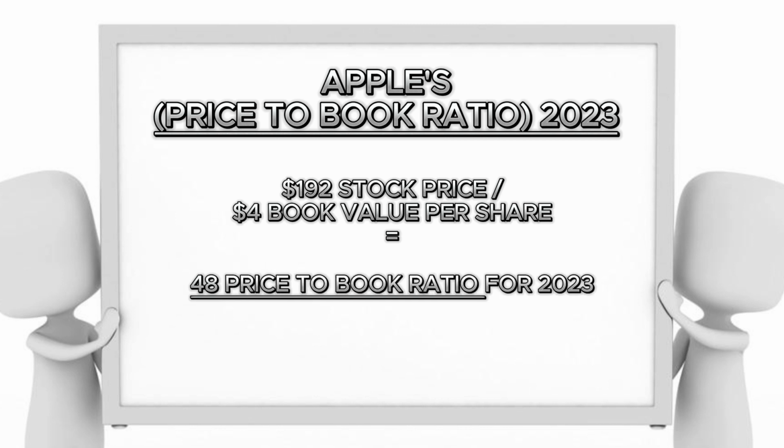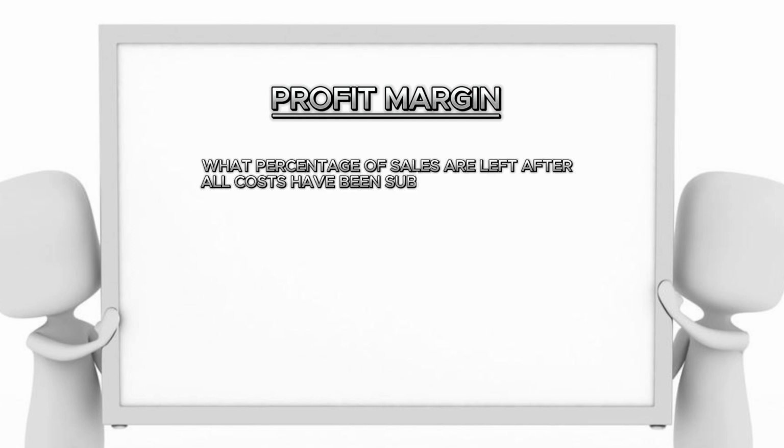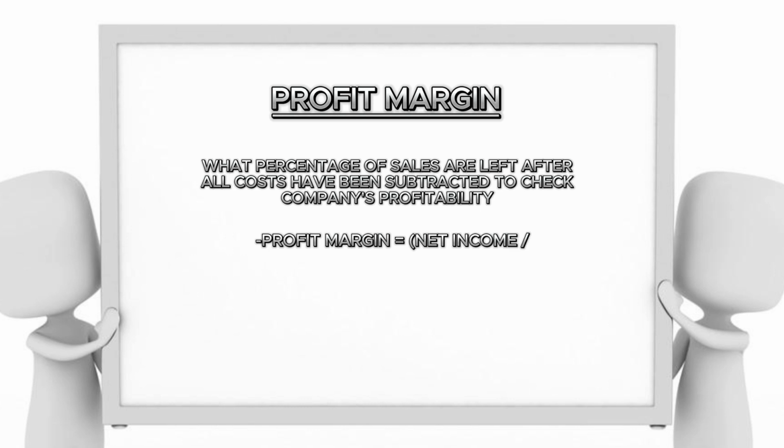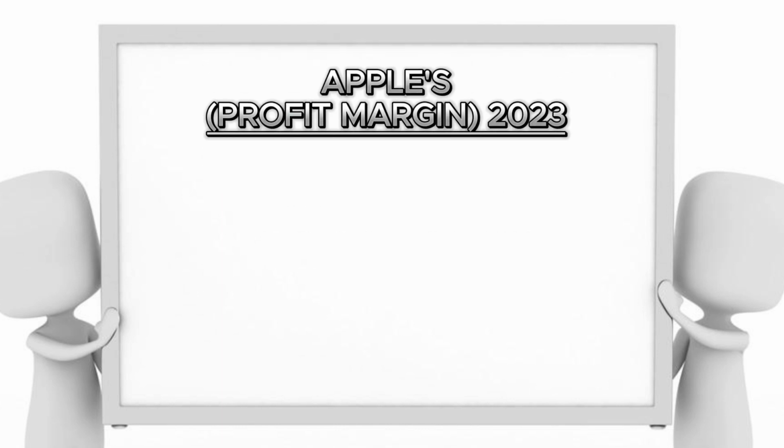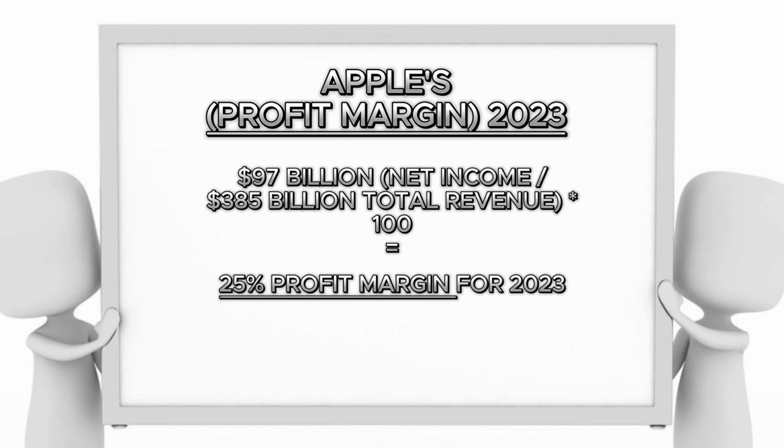And the last we are going to talk about is profit margin. This ratio shows what percentage of sales is left after all costs have been subtracted, providing insight into the company's profitability. The formula is as follows. Profit margin equals net income divided by the total revenue times 100. The net income of Apple in 2023, as we said, was $97 billion divided by $385 billion of revenue to have a profit margin of 25%. So that's the company's profitability ratio.